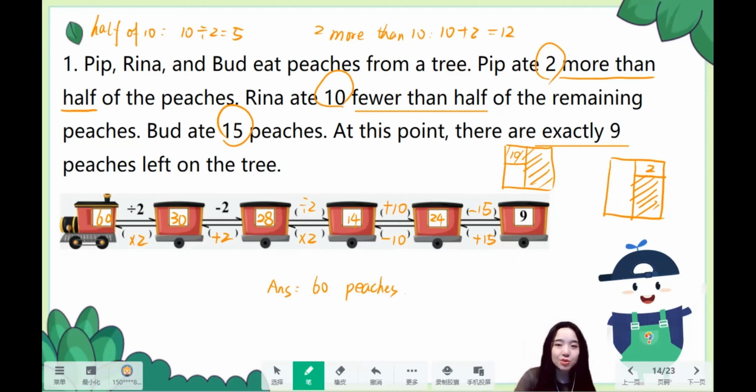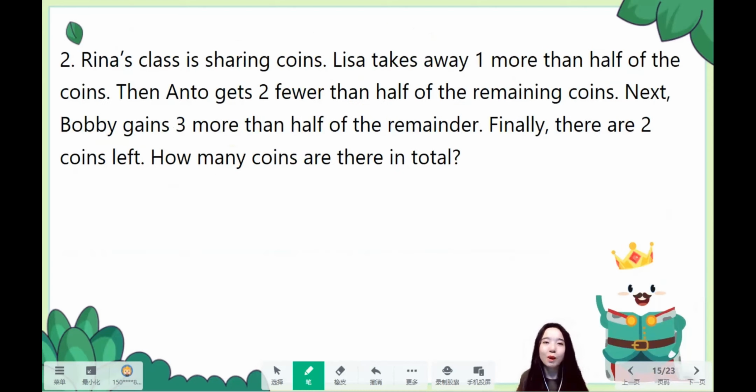In the second question, let's try to draw our own tree diagram. You don't need to draw such a vivid train. You just need to use a box, use a rectangle to represent the remainder in each step, and use arrows to show the working process.